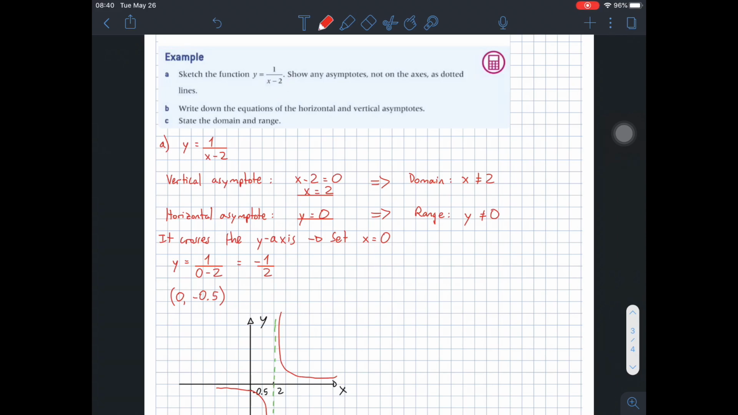So if we state the domain and range, fine, it says right on the equation of the horizontal and vertical asymptotes. We already did that. It's this one, and this one. And we found the domain and range, which are these two values over here. So that's it. We finished the exercise, okay?